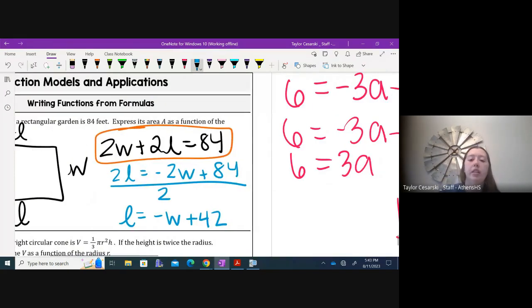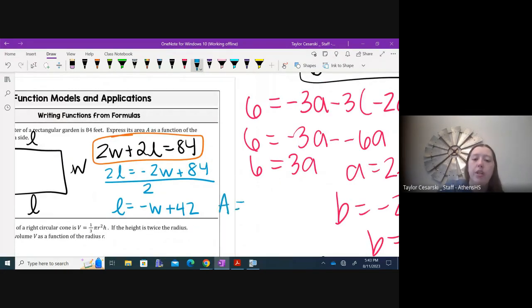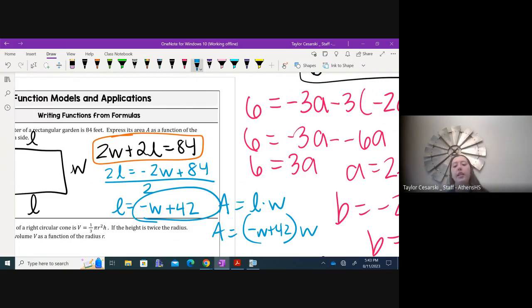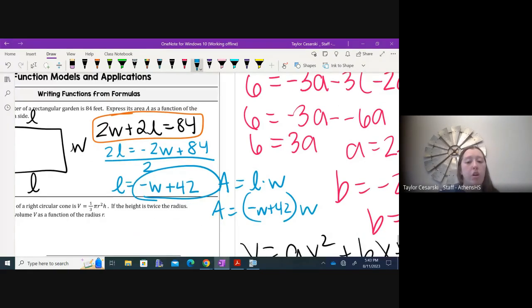Now, if I'm writing the expression for the area, we know area is length times width. But instead of saying length, I'm going to say negative W plus 42. And now I've written the area as a function of the width. I only have W's in my equation. You could also, if you wanted to, distribute this, and area equals negative W squared plus 42W.